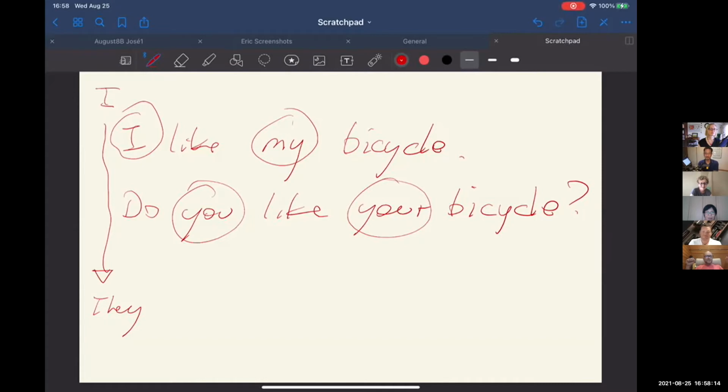Mr. Jenkins, ready? I like my bicycle. Do you like your bicycle? You like your bicycle. Does he like his bicycle? He likes his bicycle. Does she like her bicycle? She likes her bicycle. Does it like its bicycle? It likes its bicycle. Do we like our bicycles? We like our bicycles. Do they like their bicycles? They like their bicycles. Do I like my bicycle? I like my bicycle. Do you like your bicycle?